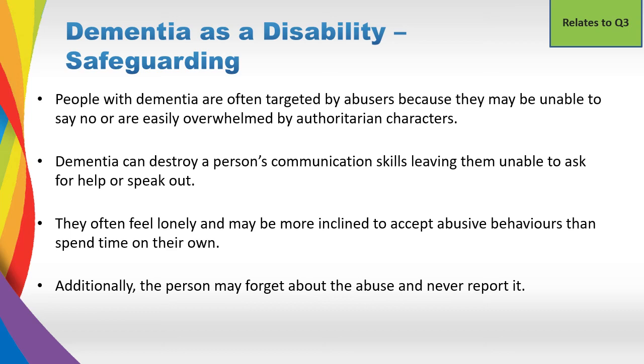Dementia can stop people's communication skills, which can prevent people from being able to ask for help. If they're not able to structure a sentence or say words any longer, then they're not going to be able to ask for help. Because people with dementia may feel particularly lonely, they might accept the abusive behaviours because it's better than spending time alone. Another way to think about it is that the person may forget that the abuse has happened, so never be able to report it.